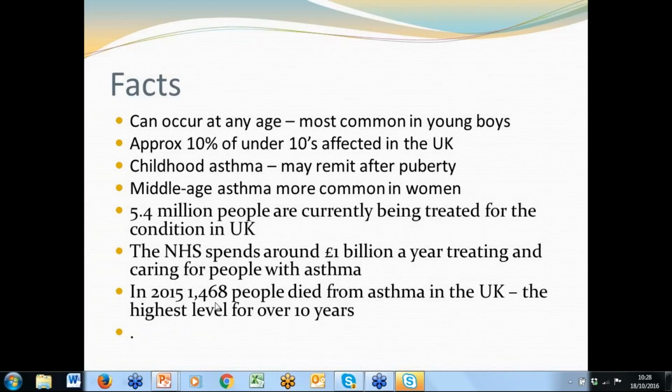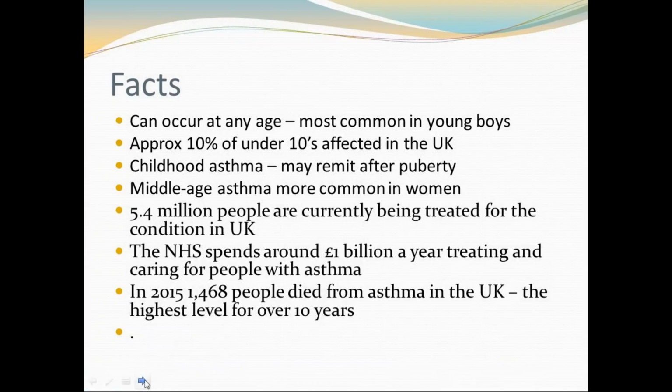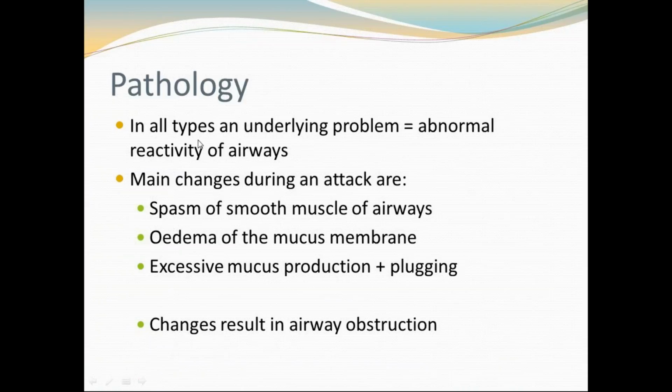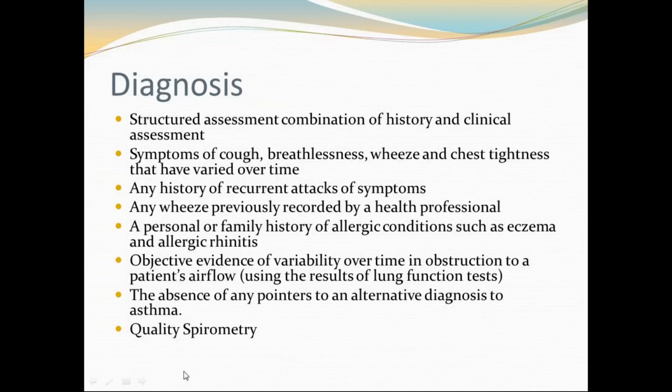In 2015, 1,500 people died, and it was the highest level for over 10 years, but there are no explanations as to why that may be. But people talk about the problems with the environment and pollution being a potential risk. So it's an abnormal reaction in the airways, spasm I talked about, the mucous membrane becomes edematous, and then there's excessive mucus production that blocks the air passages, called plugging, and you get airway obstruction.